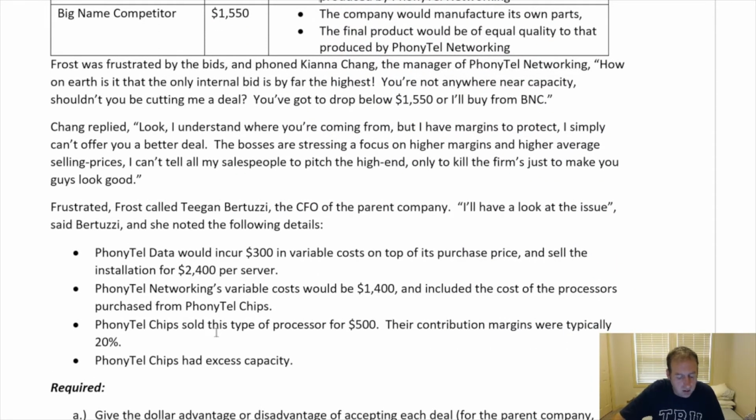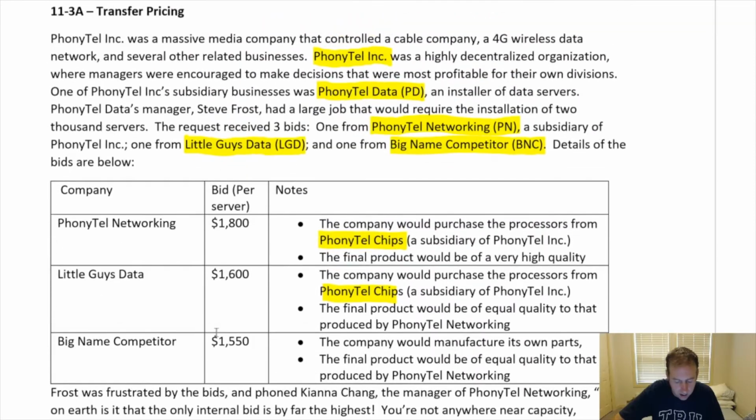Let's read on. Frost was frustrated by the bids and phoned Kiana Chang, the manager of Phonytail Networking. So let's just draw a picture of what's going on so far.